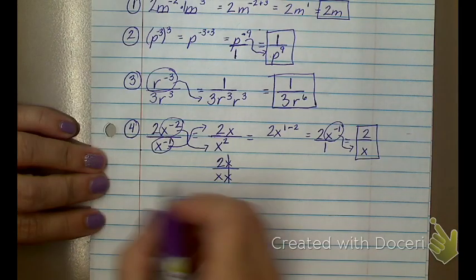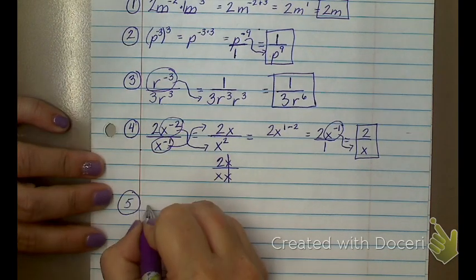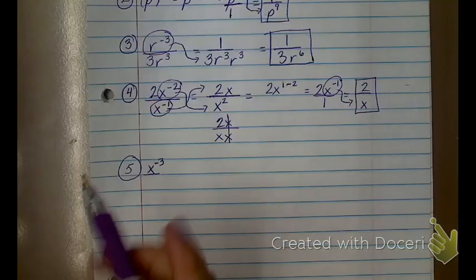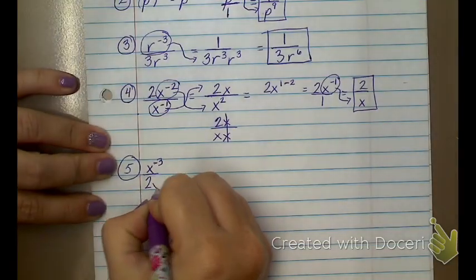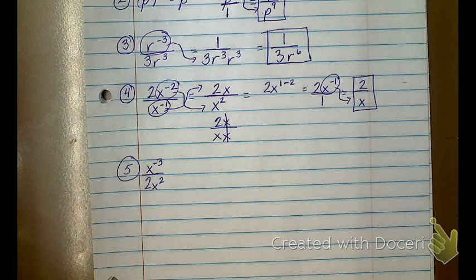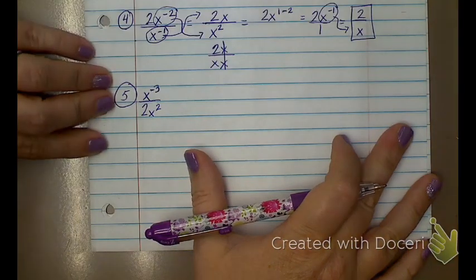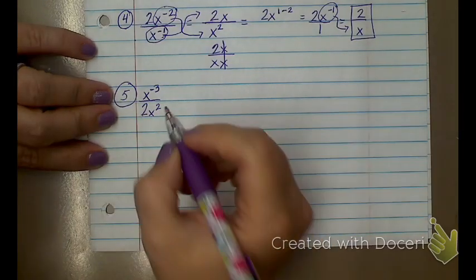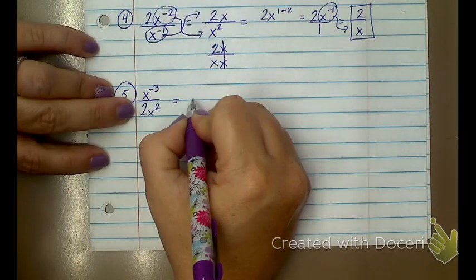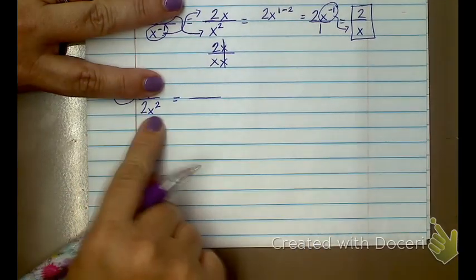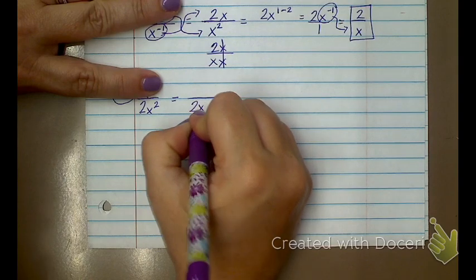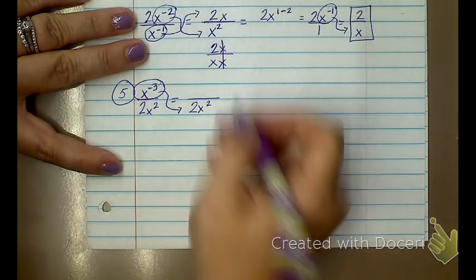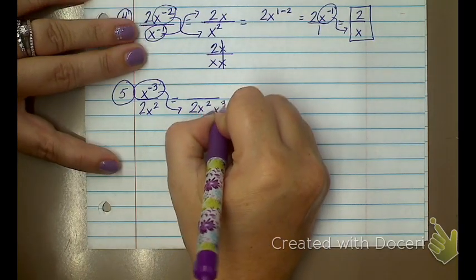Okay? All right, number 5. X to the negative third over 2x squared is my denominator. So, I think there's only one issue here. The 2, there's nothing to reduce it with or simplify it with. The only issue I have is the fact that I have a negative exponent on the top. So if I look at the bottom, everything's positive, so it's going to stay where it's at. This guy's got to move down to the bottom, and it will become a positive 3 exponent.